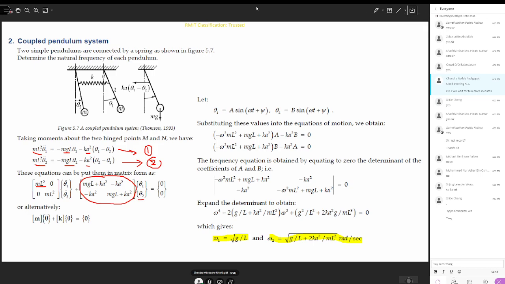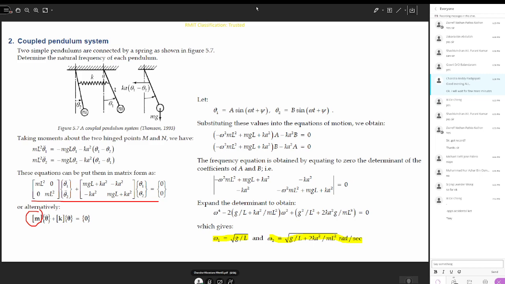We can write the two equations of motion in matrix format as shown like this. The same thing we can abbreviate as a mass matrix multiplied by the angular acceleration matrix, plus the stiffness matrix multiplied by the angular displacement matrix. This will be the equation of motion for a 2-degree pendulum system connected by a spring having a constant k. Here the two masses are m, but if you want, you can replace them with m1 and m2.